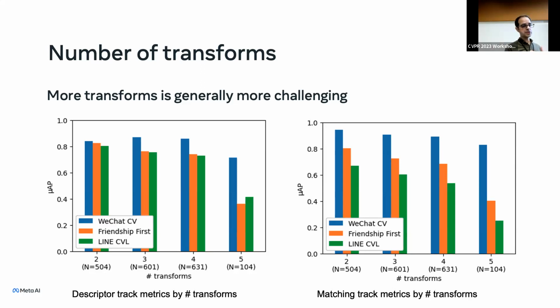One exception to this is on the descriptor track. We see that the first place team, WeChat CV, becomes more accurate as we go from 2 transforms to 3 and 4, which may be explained by their edit detection being more accurate as videos are more obviously transformed by sampling more transforms.